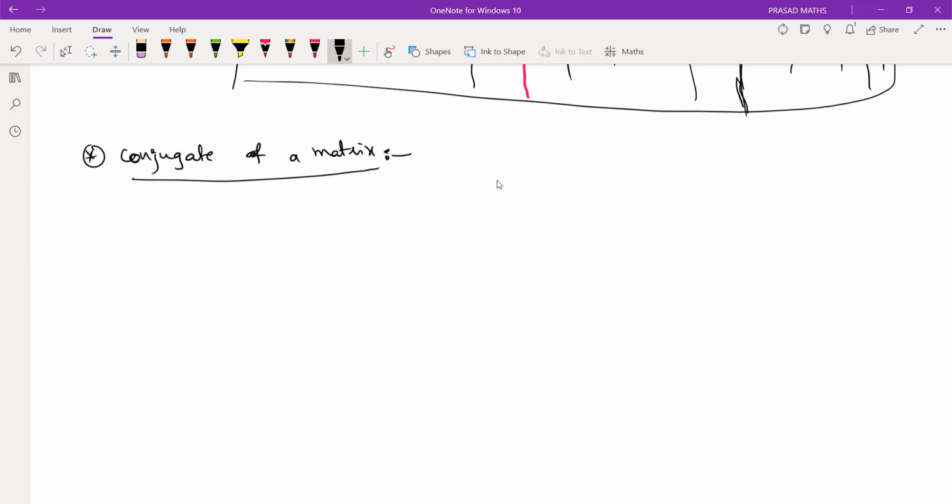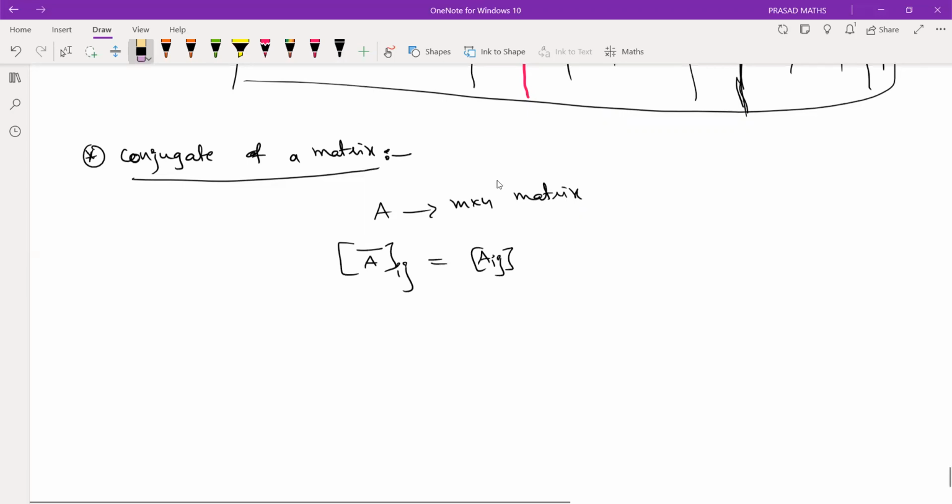So what is the conjugate of a matrix? You start with any m by n matrix A. The conjugate of a matrix is denoted by A bar, whose ijth entry is simply obtained by taking the conjugate of the ijth entry of A. Understand? The ijth entry of A bar is nothing but the conjugate of the ijth entry. This is true for every i, j.